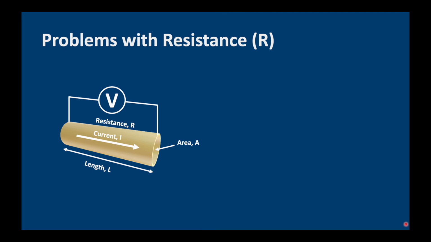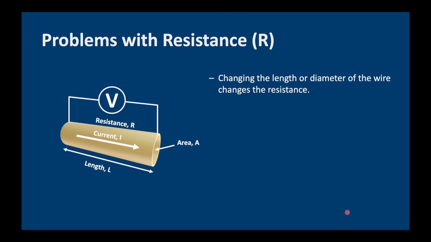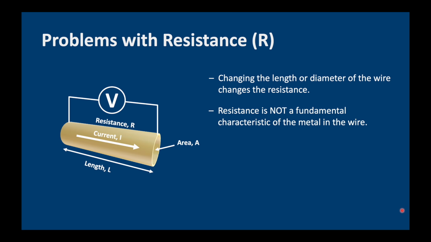There is a problem with resistance. If we increase the length of our wire, we increase the resistance. If we increase the area of our wire, we decrease the resistance. What this means is that resistance is not a fundamental characteristic of the metal in the wire.